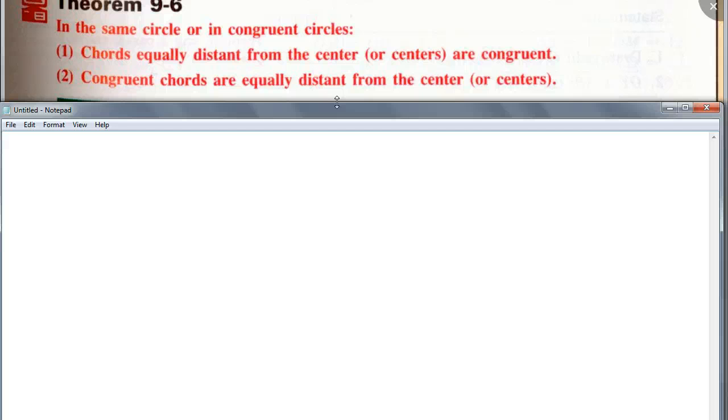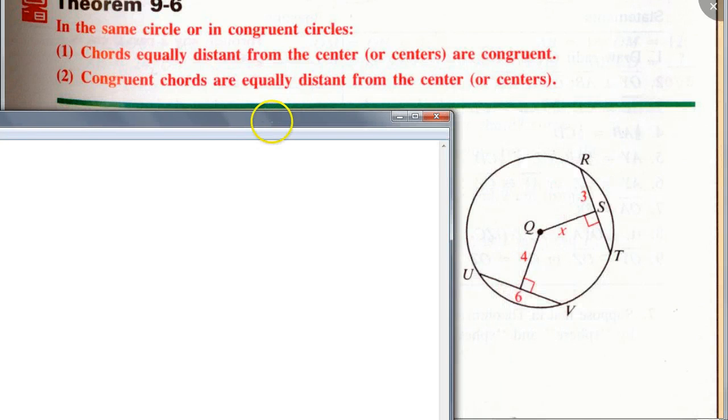So if you happen to have chords that are equally distant from the center, they're going to be congruent. In other words, their lengths are the same. The other way around also, just like Josh mentioned, right? Congruent chords must be equidistant from the center. Of course, it's got to be in the same circle or congruent circles. Very straightforward, right? Do you see how that previous example really shows it? It's a nice transition to this. So take a look at this example.